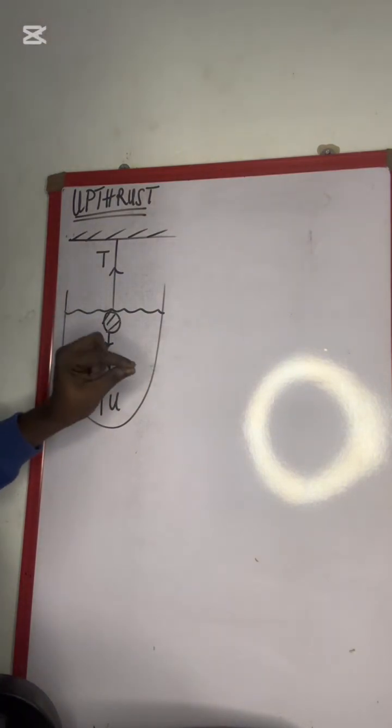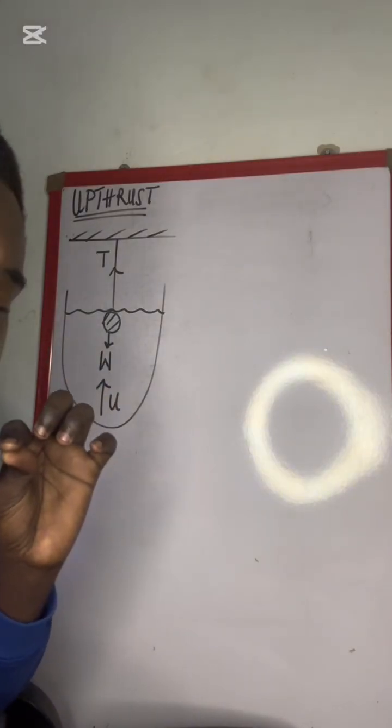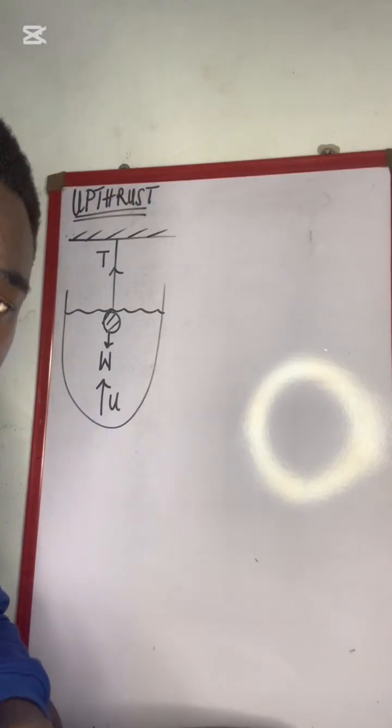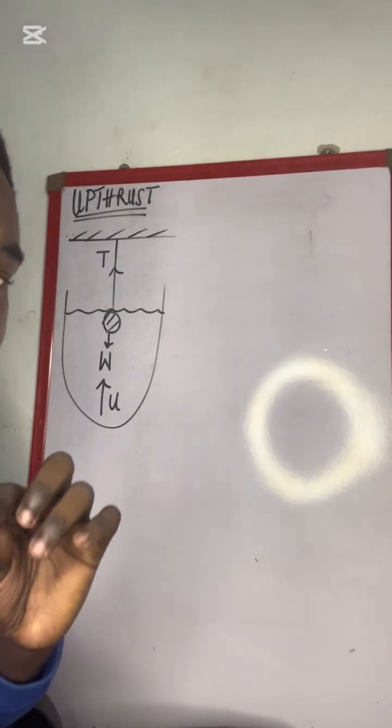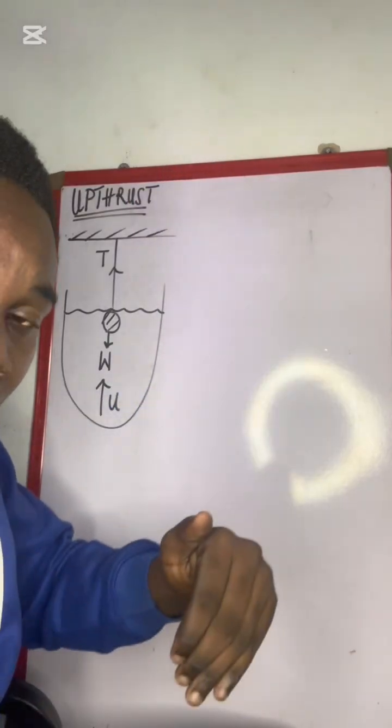Now, because this object is in equilibrium, and we know at equilibrium, the summation of forces must be equal to 0. So that means upward forces must be equal to downward forces.